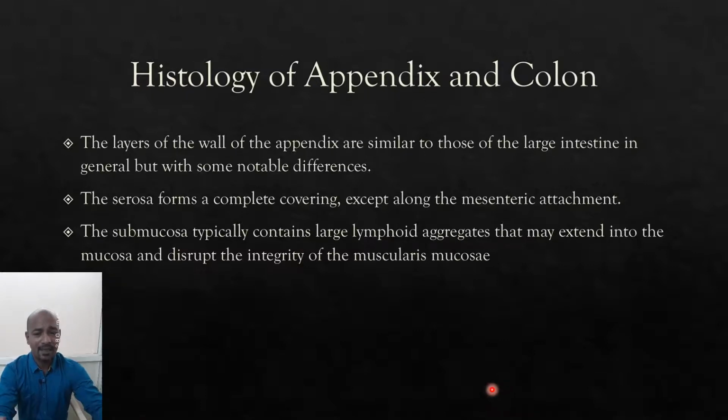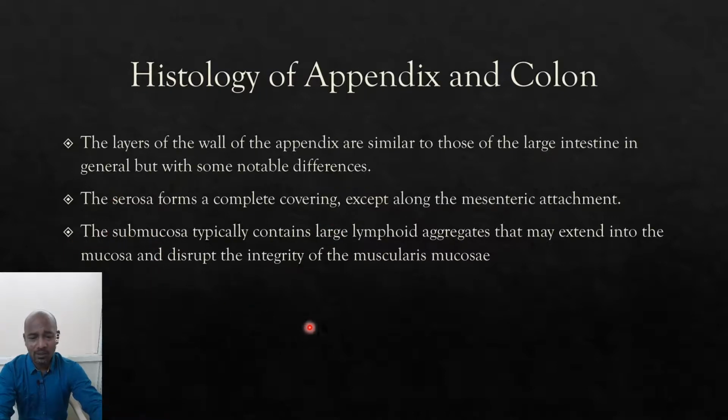Appendix also has exactly similar architecture, except there are some variations. So the layers of the wall of the appendix are very similar to those of the large intestine in general, but with some notable differences. That is, the serosa forms a complete covering. If you notice the large intestine, most of the large intestine is adherent to the posterior abdominal wall. So the posterior aspect of the large intestine does not have a serous layer, only the anterior part has. Here the appendix, since it is free, can have a complete 360-degree covering of the serosa, except where there is a mesoappendix attached.